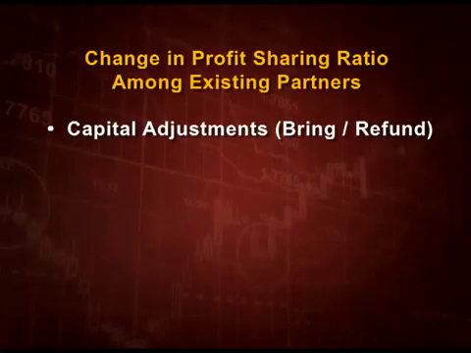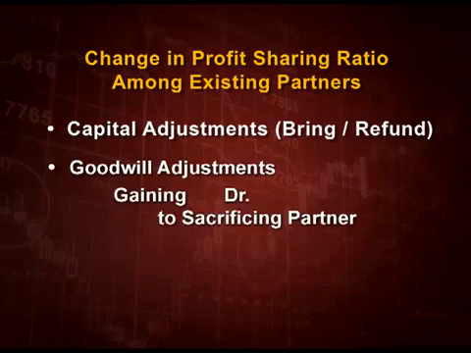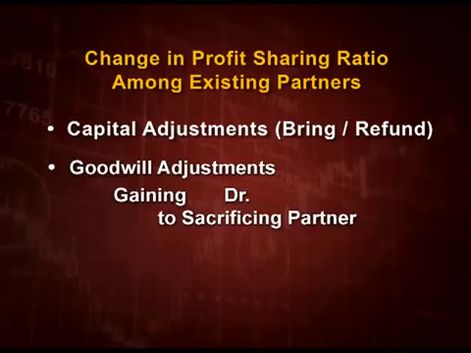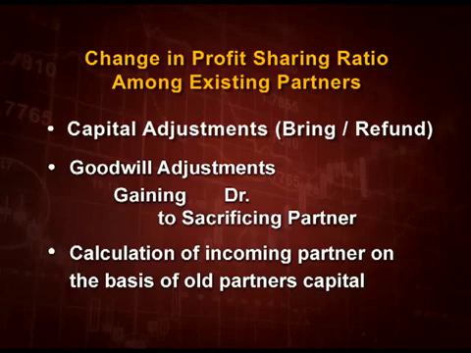Let us see capital adjustment, they will bring or refund the money if anybody is having excess, and goodwill adjustments will be done in this way that gaining partner will be debited and sacrificing partner will be credited, because whosoever is sacrificing in case of change in profit sharing ratio, he will get some money from those who are gaining in that ratio, right. The next point is calculation of incoming partner share on the basis of old partner's capital.